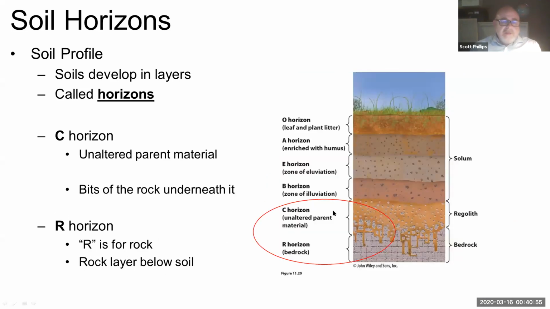Now, underneath that is the C horizon, which is unaltered, or at least not that much altered parent material. Essentially, this is crushed up rock. This comes from the rock that makes up the parent material, but it's crushed into smaller pieces, and that is sort of the bottom of the soil layer. And then underneath, once you get below that, you're down to the bedrock, or the R layer.